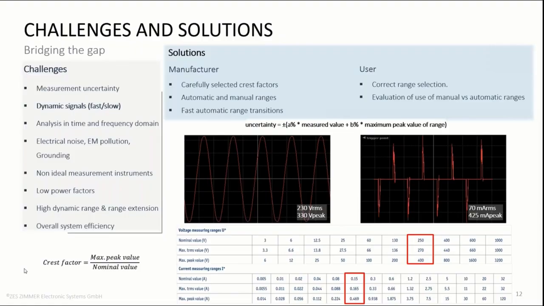So we come to the other side, setting a range manually. When we manually select a range, we ensure the continuity of the measurement and the delivery of the cycle values without any gaps. But this can potentially lead to higher uncertainty in the measurement.